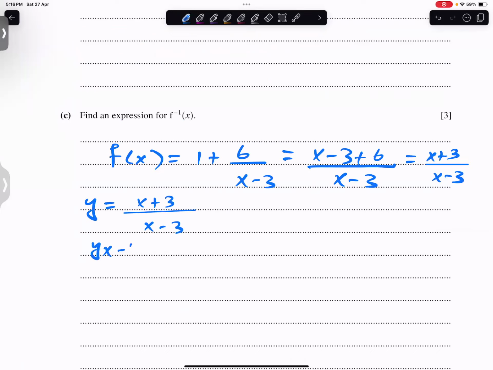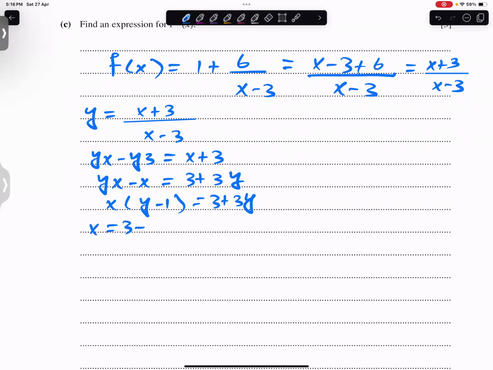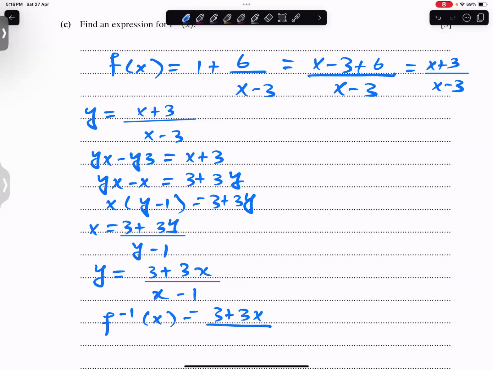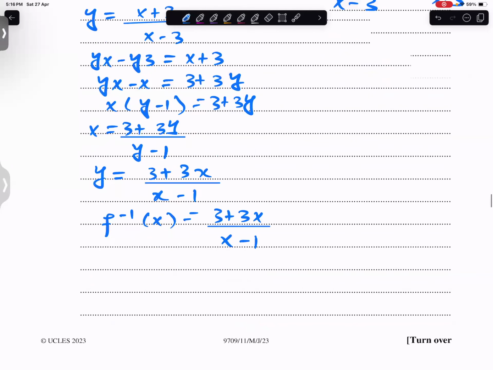Now make x the subject. So yx minus 3y is equal to x plus 3. So yx minus x is equal to 3 plus 3y. So x into y minus 1 is equal to 3 plus 3y. So x is equal to 3 plus 3y divided by y minus 1. Now just interchange x with y. So this will be your f inverse of x: 3 plus 3x divided by x minus 1. So this is the inverse function, f inverse of x.